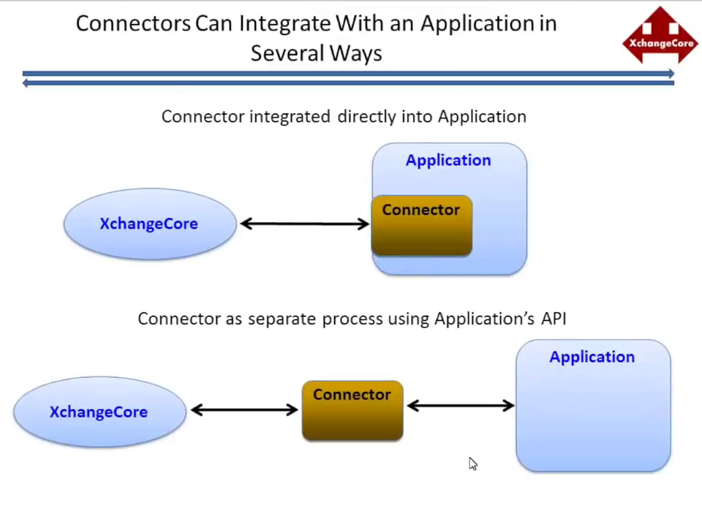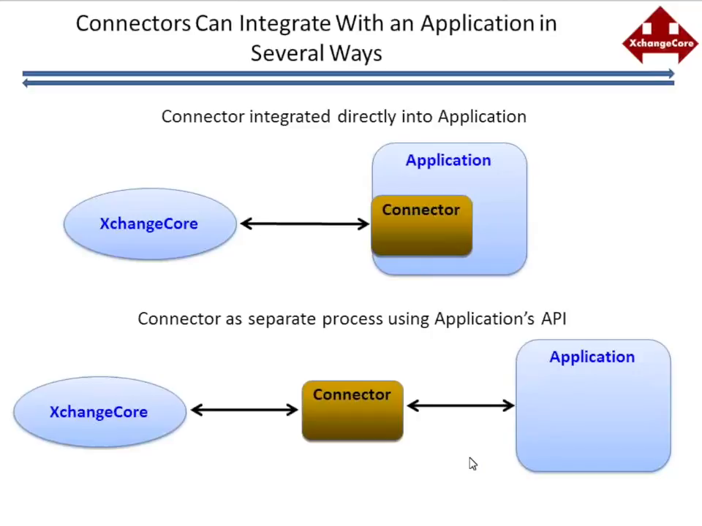So connectors can connect with an application in a couple of ways. A connector can be integrated directly into the application, and the connection is then made with XchangeCore. The connector can also be created as a separate process using the application's API, and this provides you a little bit more flexibility if necessary.